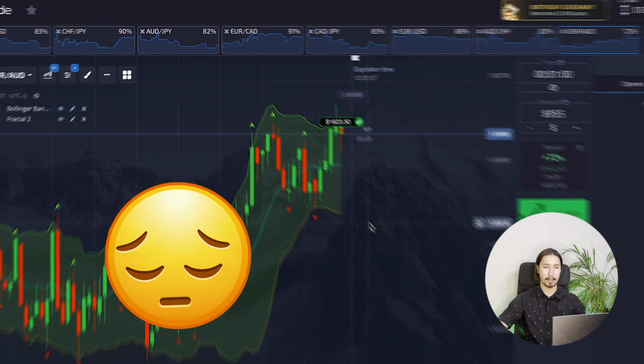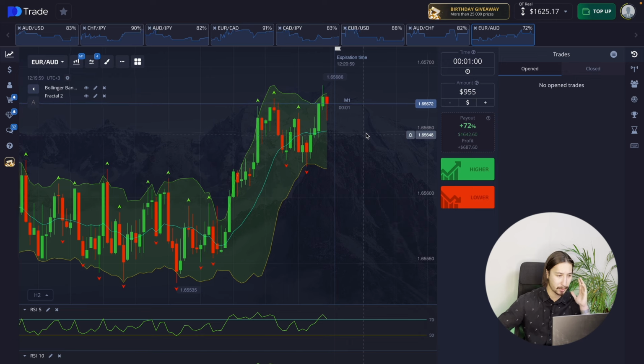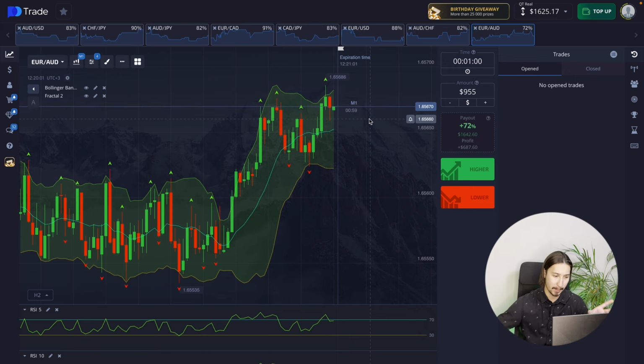Crap. All right, it's all right. One of the positions is in profit, the second in a minus. As I said at the beginning, not a very successful opening level.